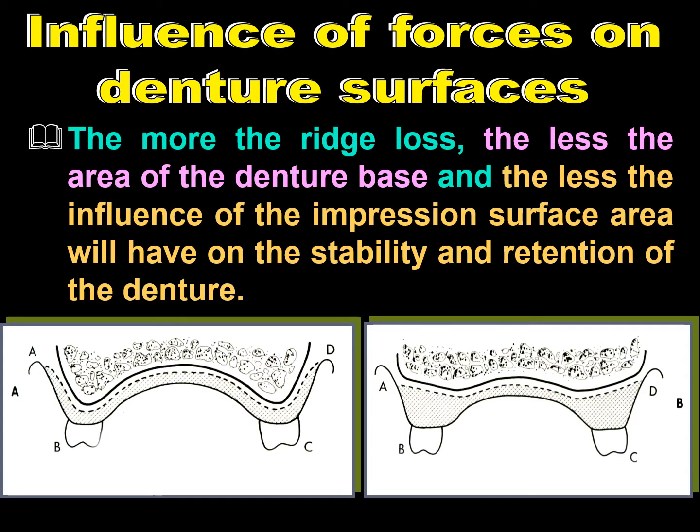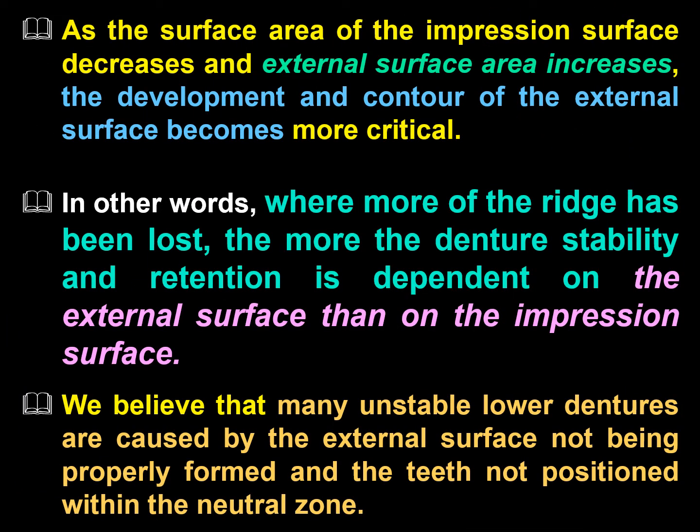So, the more the ridge loss, the less the area of the denture base, and the less the influence the impression surface area will have on the stability and retention of the denture. As the surface area of the impression surface decreases and the external surface area increases, the development and contour of the external surface become more critical. In other words, when more of the ridge has been lost, the more the denture stability and retention is dependent on the external surface than on the impression surface.